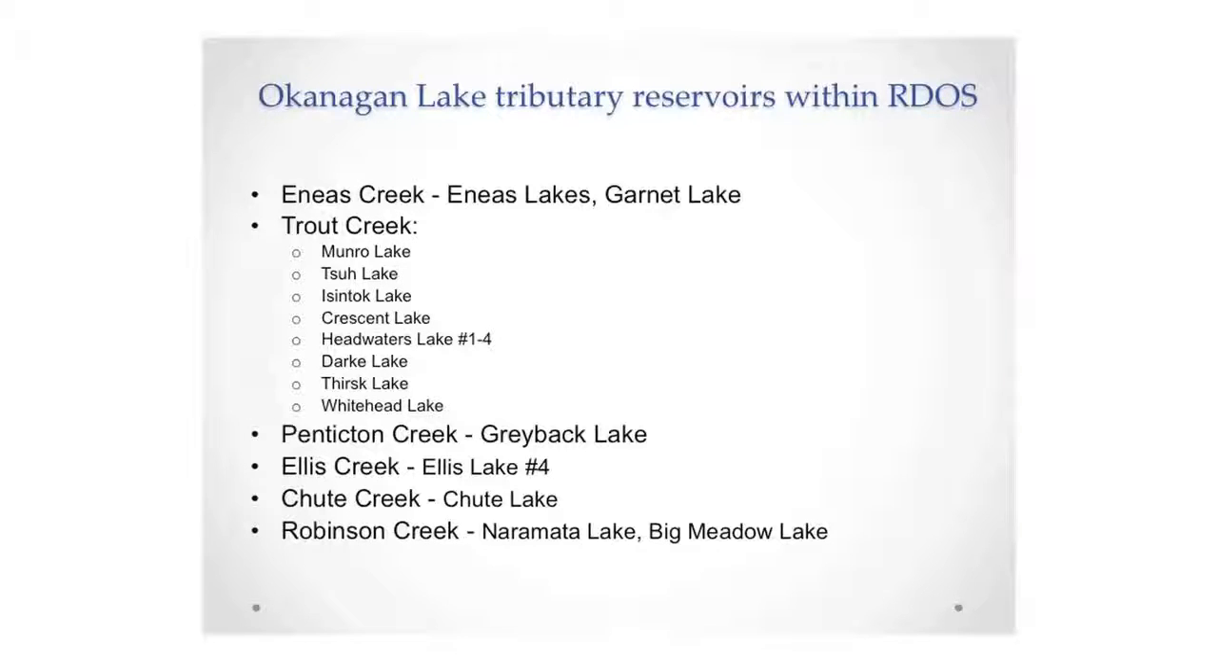This is just Okanagan Lake tributaries within the RDOS boundaries, so it wouldn't include Oliver and Osoyoos and down there. But Eneas Creek, Trout Creek, a whole bunch of reservoirs on Trout Creek. Penticton Creek, there's Grayback Lake. Ellis Creek, there's the Ellis Lakes up at the top. Chute Lake is a reservoir for Chute Creek. And we have Narramata Lake and Big Meadow Lake up on Robinson Creek. So all of these are controlled flows in an attempt to store winter water for summer use.